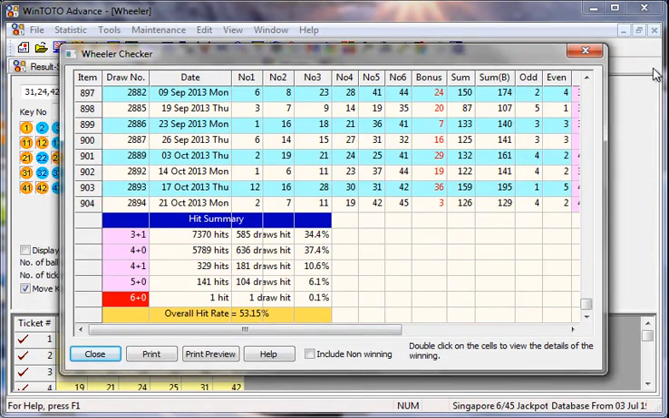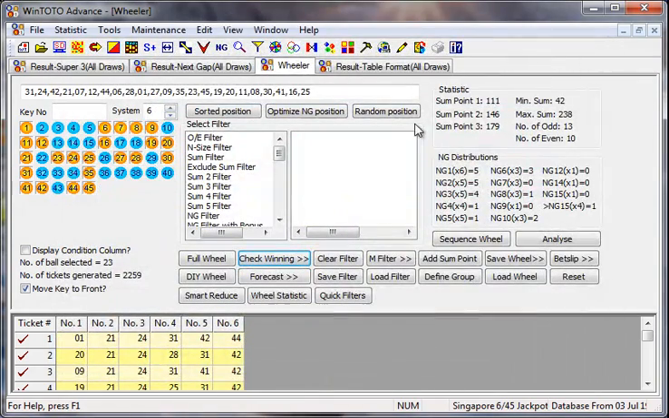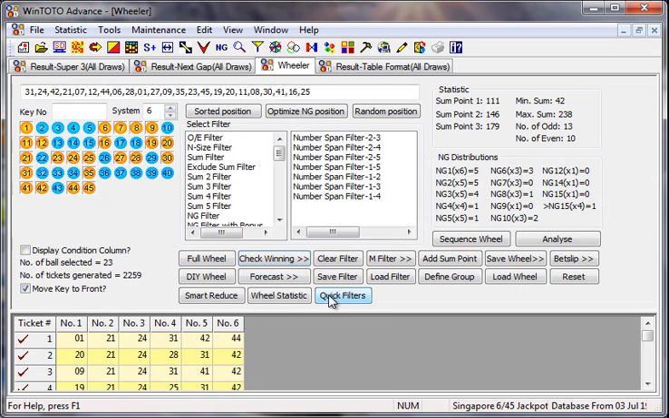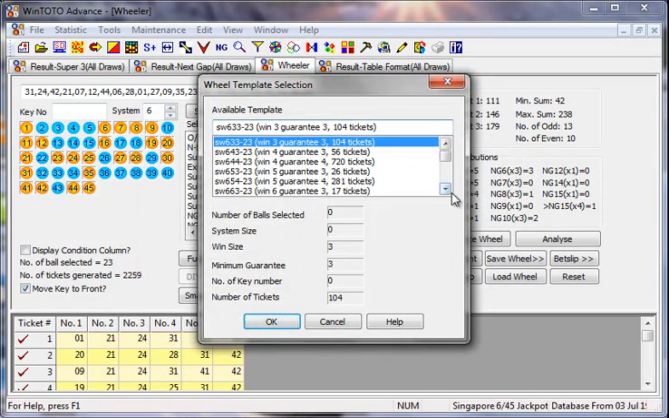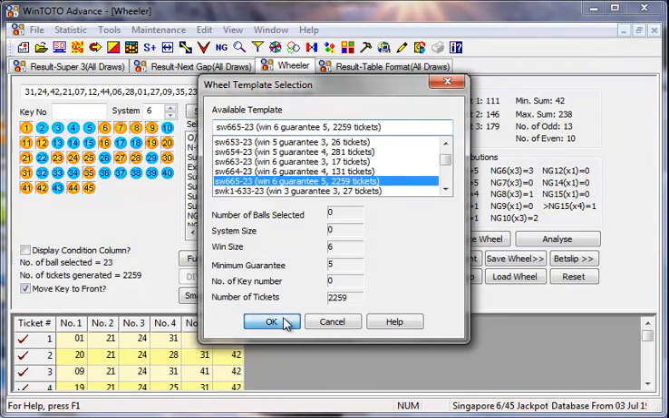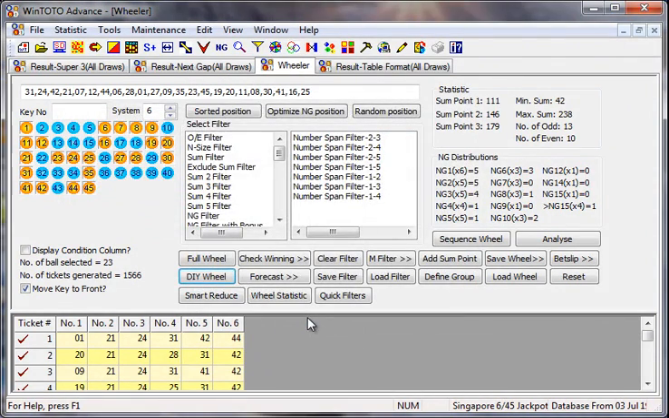Now, if you have WinTOTO Advanced 3.2, you can press the function called quick filter. The moment you click on quick filter, you go to DIY winner, and go back to the WinTOTO Guarantee 5 again. From 2,259 tickets, you reduce to 1,569. How much has it reduced?